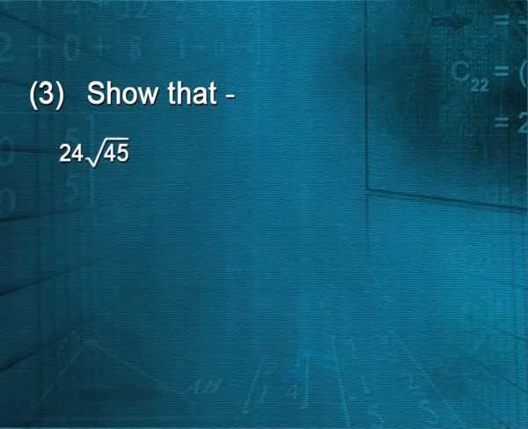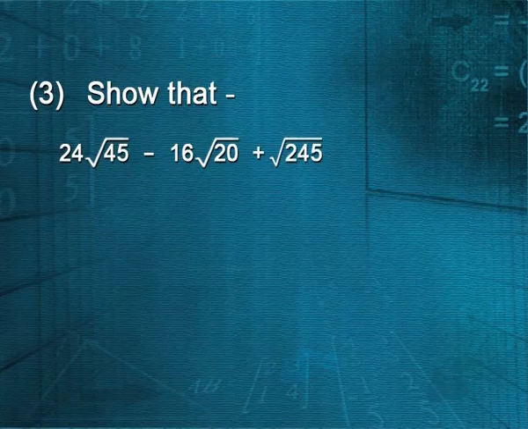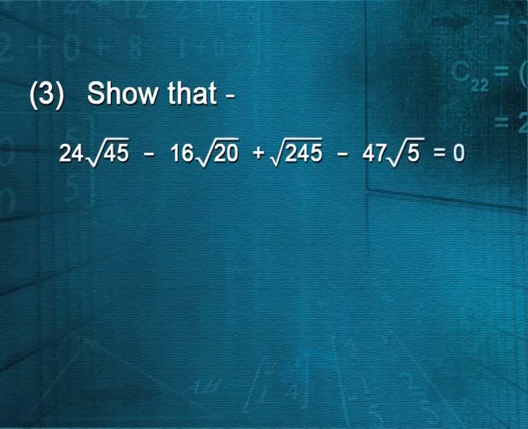Show that 24 root 45 minus 16 root 20 plus root 245 minus 47 root 5 is equal to 0. Now, here you have two sides, one is the left hand side, the other is the right hand side. We have to prove that the left hand side is equal to the right hand side. Let us start with the left hand side.